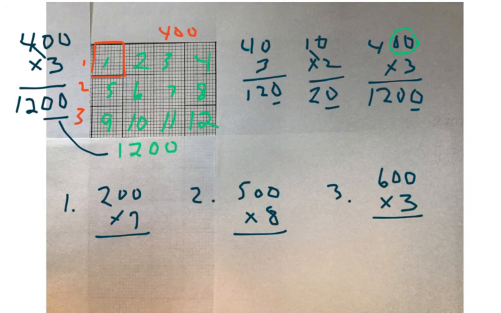Well, I'd like you to put me on pause, work these 3 problems down here. 1, 2, 3. They're pretty easy. 200 times 7, 500 times 8, 600 times 3. Work those problems. After you're finished, come back and we'll talk about them. So work these problems. Put me on pause.